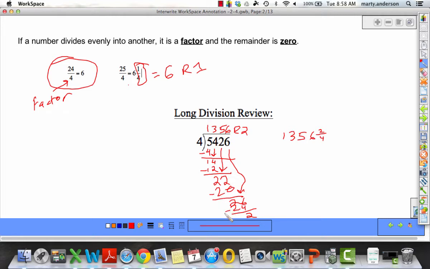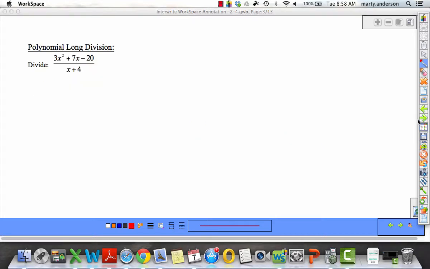I forgot to put my minus sign here. I'm a bad person. Don't forget the minuses, because when we bring this over to polynomial long division now, the most important thing is that minus step. So I'm going to take x plus 4, and I'm going to divide it by 3x squared plus 7x minus 20.